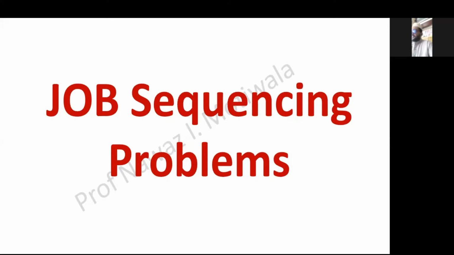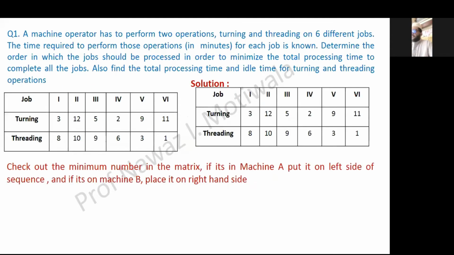Then we have seen if there are two machines and a number of jobs, then we have to use Johnson's algorithm, which says to select the minimum number from the matrix, and if it happens to be on machine 1, place it on the left hand side, and if it happens on machine 2, keep it on the right hand side. And then we have solved one problem. So today we will start with another problem of the same kind.